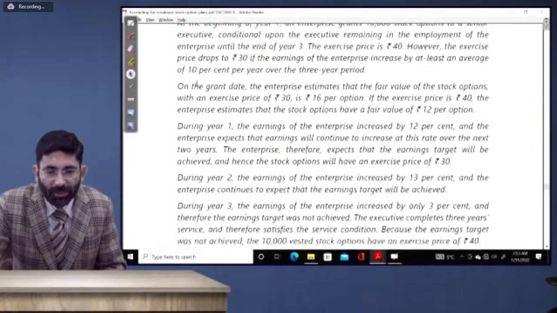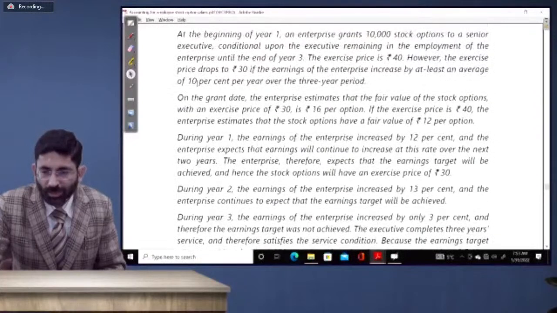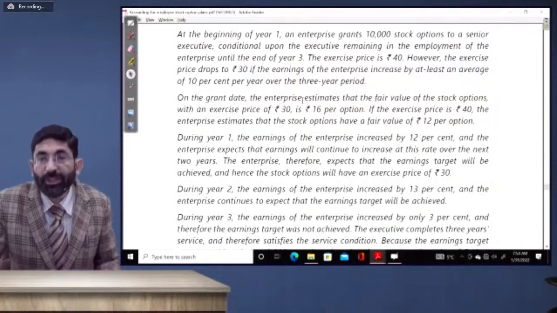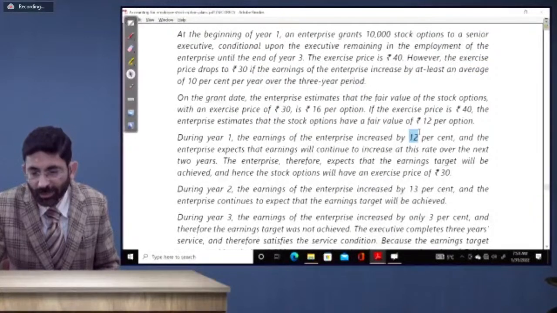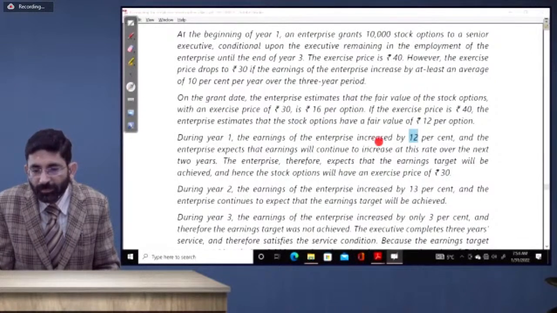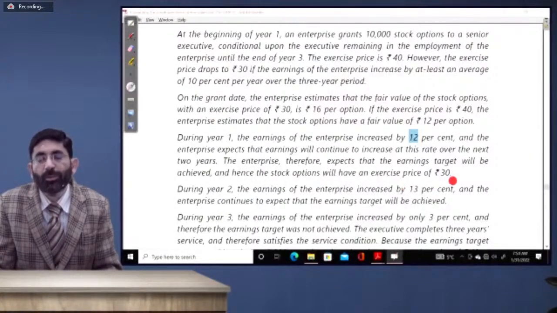So during year 1, the earning of the enterprise increased by 12%. He says if the earning of the enterprise increased by at least an average of 10% per year over the 3-year period, means in the first year the target is achieved, because earning is increased by 12%. So obviously in that case, we may assume that the loss is going to be 16 rupees per option, not 12 rupees per option. Then in the next year, we expect that the increase will continue. The enterprise therefore expects that the earning target will be achieved and hence the stock option will have an exercise price of rupees 30 per share.